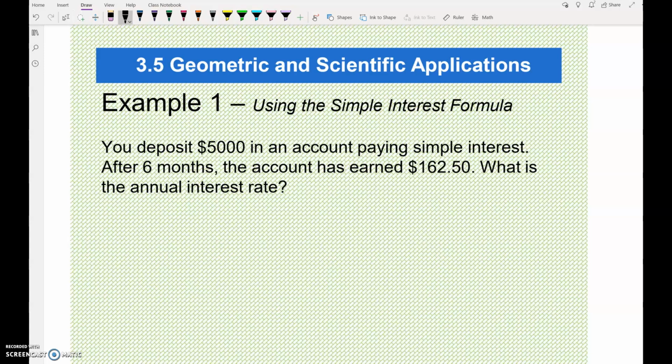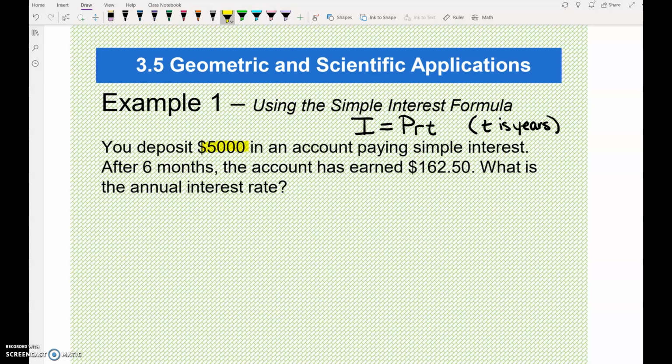The simple interest formula is interest equals principal times rate times time. And you need to note that time is in years. P, principal, that's how much you start with. That's how much you deposit. R is your interest rate. It's written as a decimal. And then T is the amount of time.